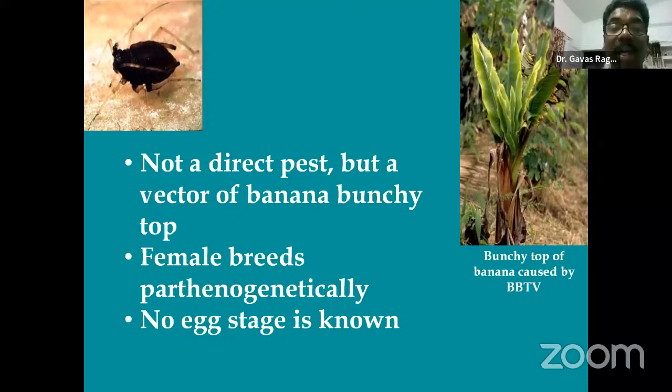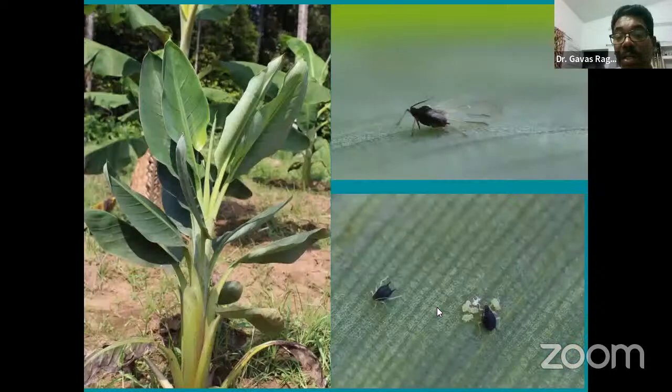The female breeds parthenogenetically. It does not lay eggs. So what happens? It's called ovoviviparity. The female retains the eggs within the body, and the young ones are given birth. Okay, so this is a specialty of this pest. So these are some pictures to show you. See, this is a mother, and these are the young ones. She just has given birth. So their ovoviviparity is shown. That is, the eggs are retained within the body, and the young ones are coming out of the female's body. Okay. So how to manage this pest?